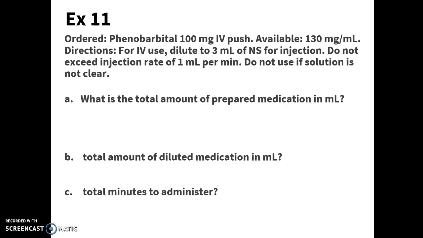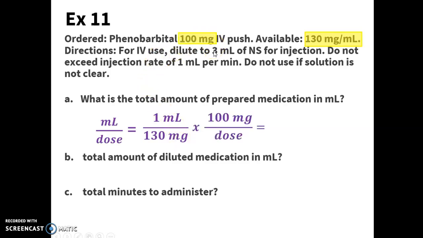All right, so part A, what is the total amount of prepared medication in milliliters? So this is where we go back and figure out milliliter per dose. They did tell us that 1 milliliter has 130 milligrams of medication. Our order tells us that we need to give 100 milligrams per dose. Okay, so milligrams cancel, we have milliliter on top, dose on bottom. So we're going to be doing 100 divided by 130, and that should give you 0.8 milliliters.